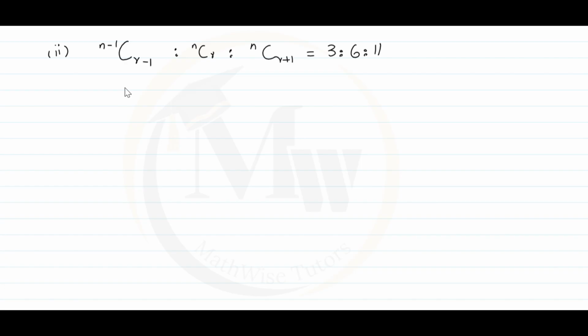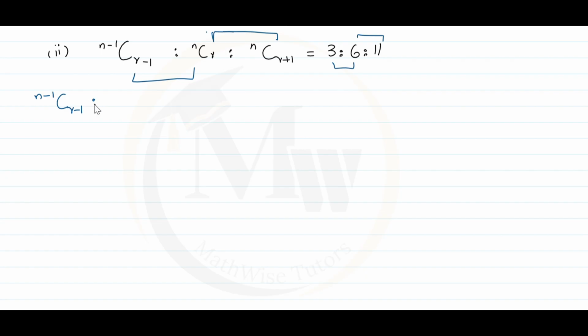So we will find the value of n and r one by one. First, we consider the first ratio, the first two terms with the 3 and 6, and then we take the second two terms to find the value of r by using the 6 and 11 ratio. So let's take these ratios one by one to find the value of n and r.